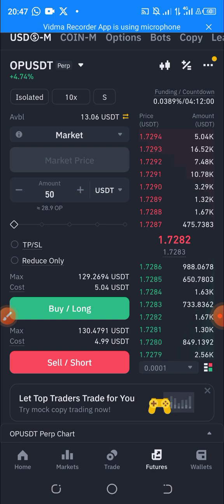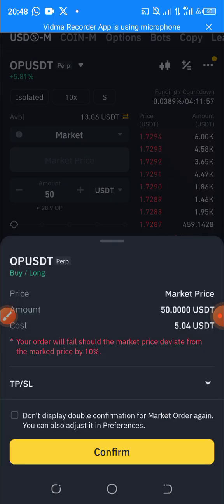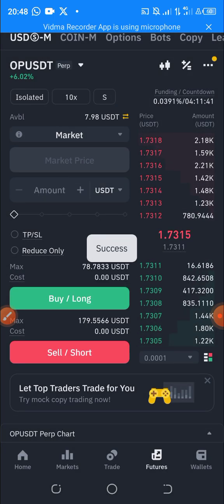So I click on buy long. You can see the market price and the amount I'm buying. I'm buying $50 USDT of OP, and it's costing me just $5. So let's confirm first. We click on confirm.